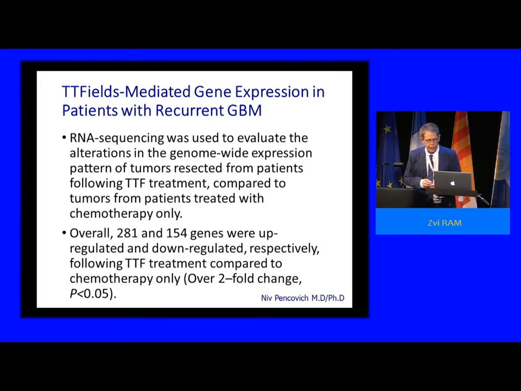But this is just some work that came out from our laboratory, where we looked at gene expression in patients who have had exposure to TT fields and then were reoperated. So we had the tissue after surgery as well as before surgery, and compared them to patients who did not receive TTF but were on chemotherapy only. So we did RNA sequencing to evaluate the alterations in the genome-wide expression patterns of these tumors. Small number, 6 patients receiving TTF and a larger control cohort, and compared them to patients with chemotherapy, and we found that 281 and 154 genes were either upregulated or downregulated significantly in an over 2-fold change that was very significant statistically.